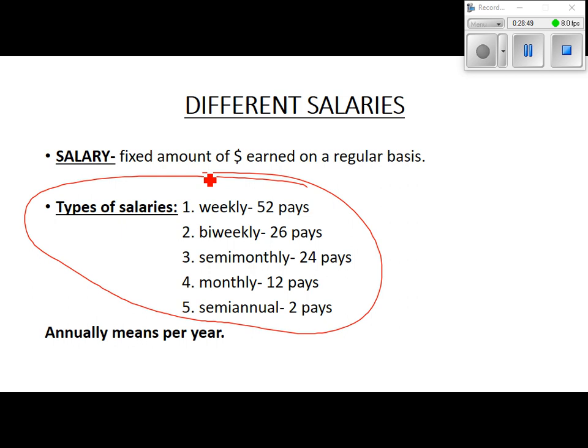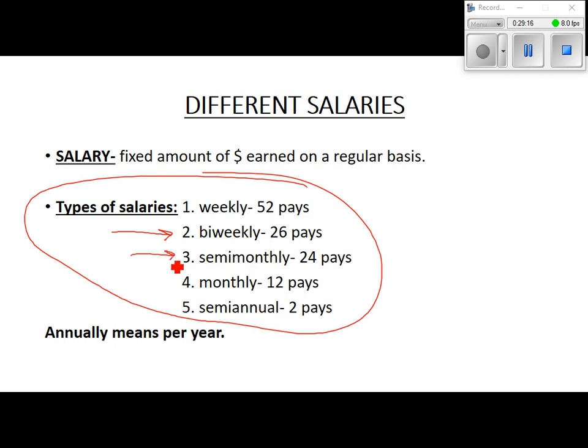A salary is a fixed amount of money earned on a regular basis. I earn a salary here, and we used to get paid bi-weekly. About 10 or 12 years ago, they switched it up to semi-monthly.